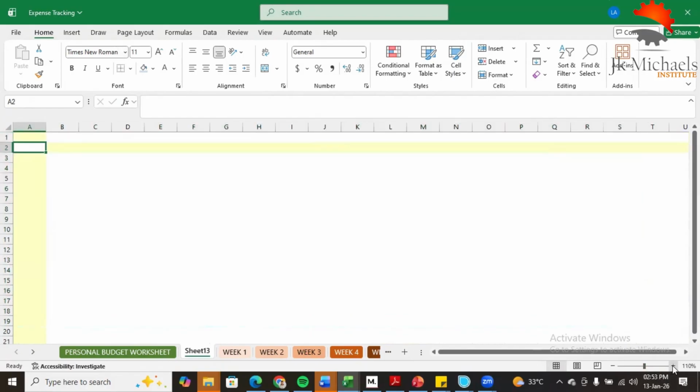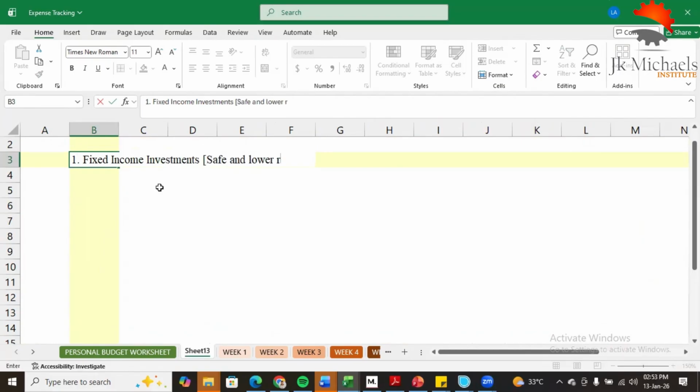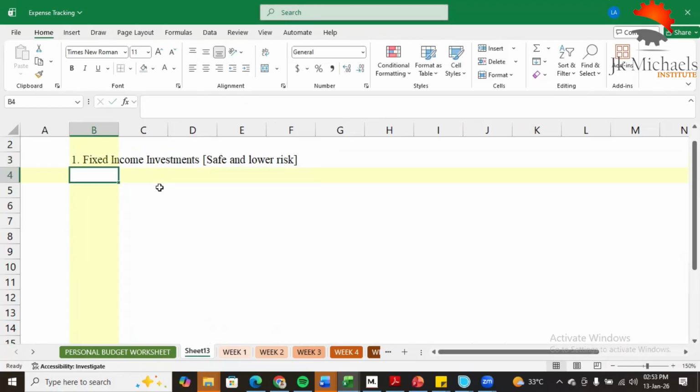will be fixed income investment. Now, these are generally safe and lower risk. Now we have number 2, investment in stocks and equity, right? Now these are medium to high risk.